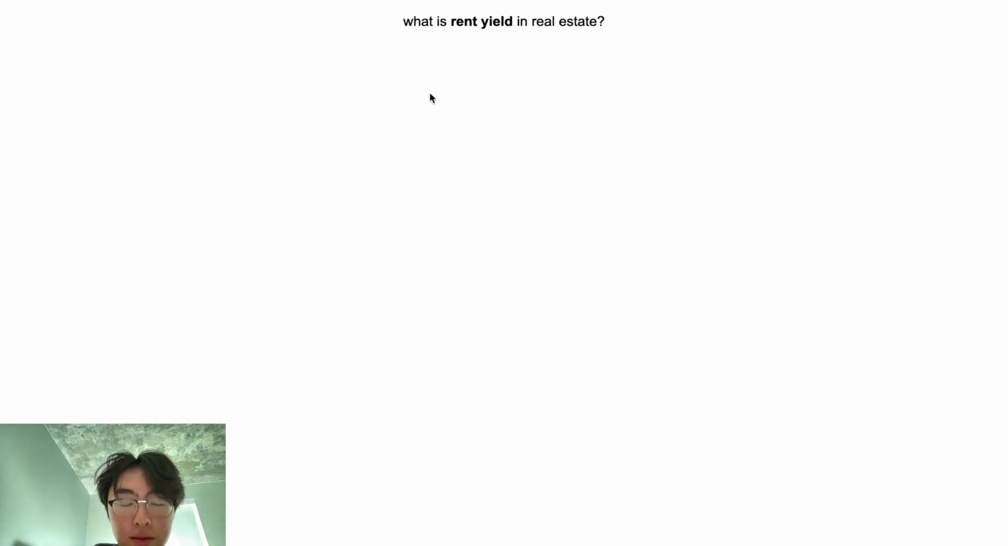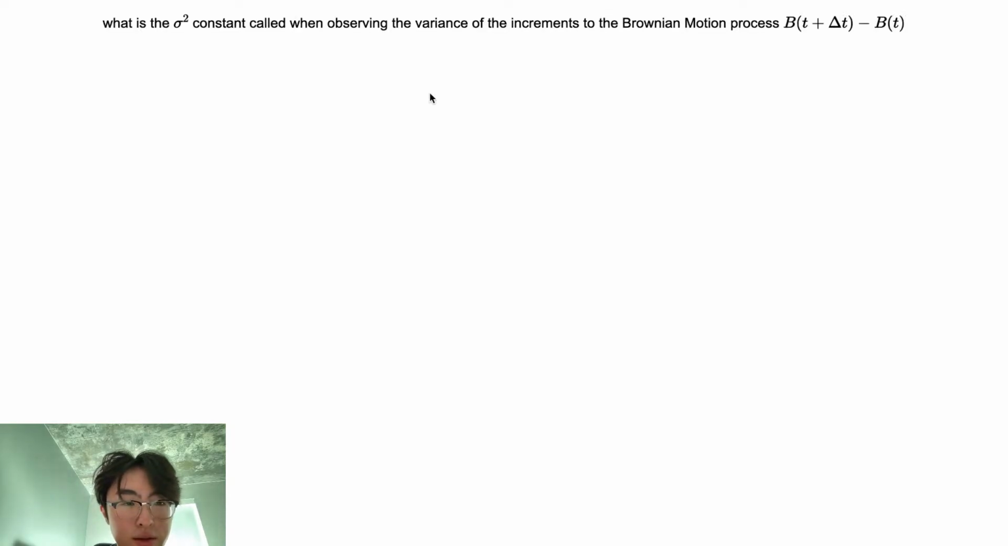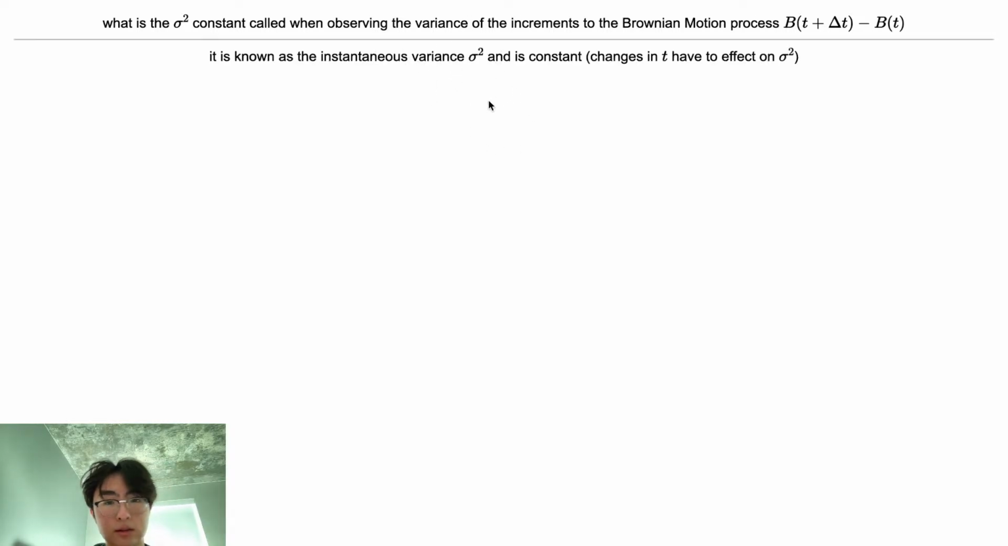What is rent yield in real estate? So rent yield is the amount of rent that a property earns as a fraction of the total value of the property. What is a sigma squared constant called when observing the variance of the increments to the Brownian motion process P of T plus delta T minus P of T? So this is the instantaneous variance, and it just represents the squared standard deviation of returns.